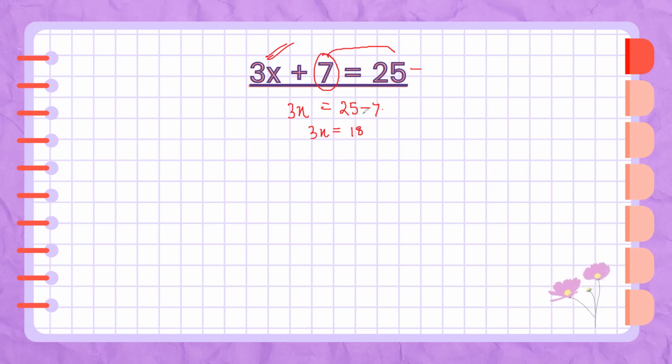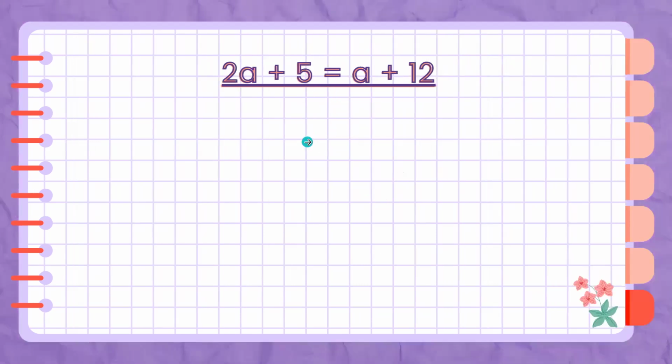But wait, we only found the value of 3x, not just x. So now we have to find the value of just x. How do we find the value of x? Here we are multiplying 3 with x. When we move the 3 from the left hand side, on the right hand side it will be divide. So x will be 18 divided by 3. 18 divided by 3 is nothing but 6. So the value of x is 6. Let's move on to another.